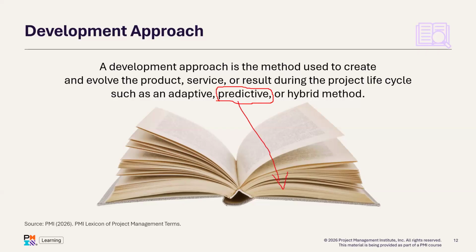Predictive approach used to be the main and in fact the only approach being used in managing projects many years ago. So it's also called the traditional way of managing a project. It's also called the waterfall approach or plan-driven approach, or if you like, linear approach.